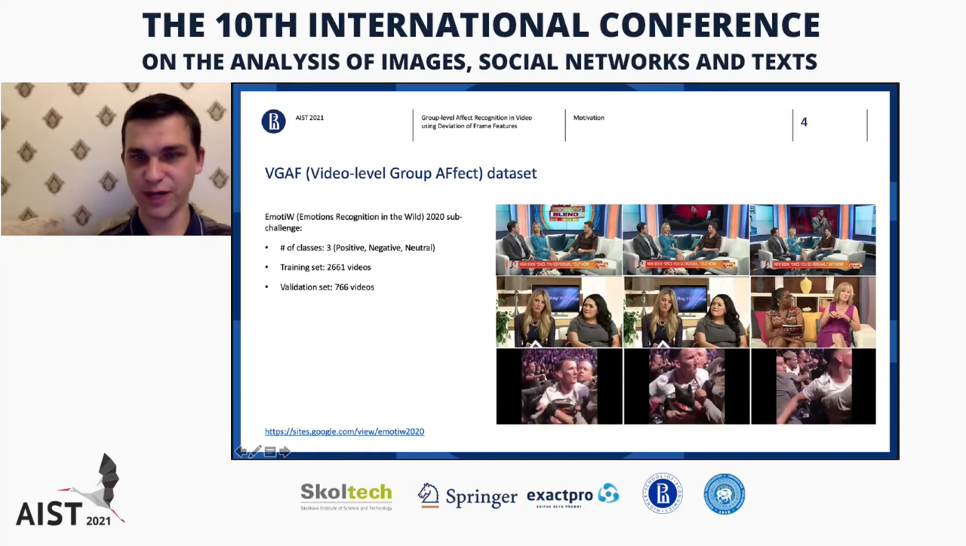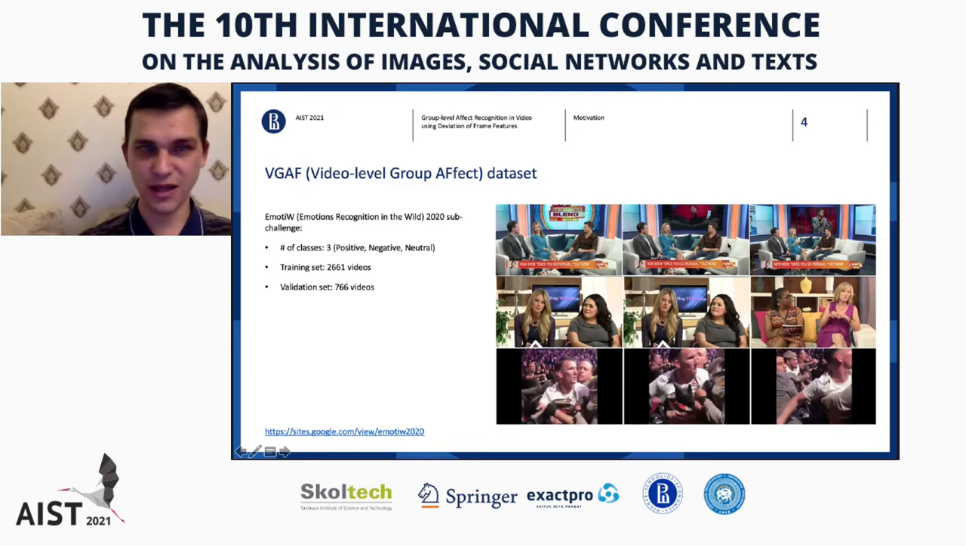Label of several frames from negative label. Okay, and the task again is, if we have the whole region, we need to predict the emotion on the effect of this video, one of these three classes. And this was a challenge of emotion recognition in the wild last year, and sub-challenge.